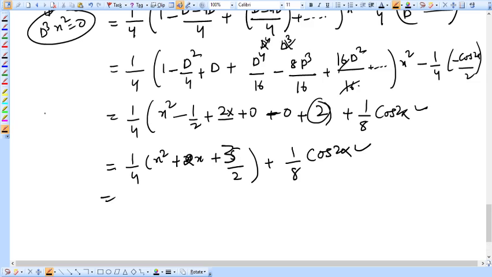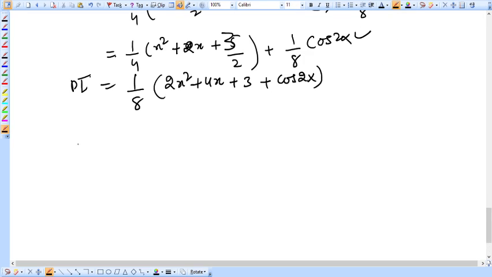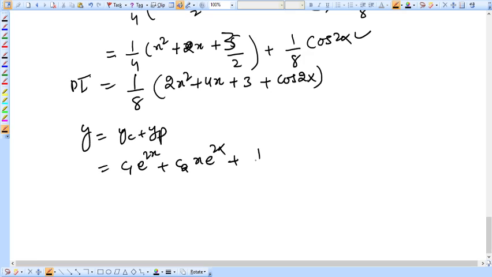So in this way, if you take minus 1 over 8 common from both sides, you get inside 2x square plus 4x plus 3 plus cos 2x. So this is the particular integral. So the total solution or complete solution y is equal to yc plus yp. So yc is equal to c1 e raised to power 2x plus c2 x e raised to power 2x, plus the particular solution, which is 1 by 8 (2x square plus 4x plus 3 plus cos 2x). So this is the required solution of the given differential equation.